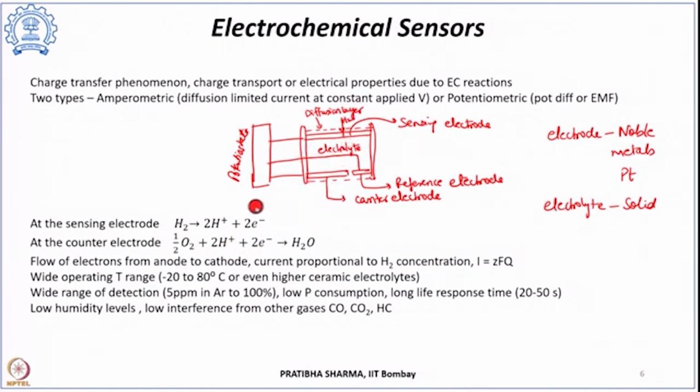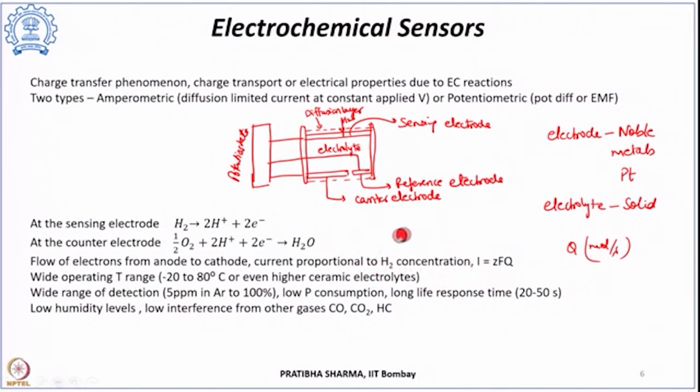So when these electrons flow from anode to cathode, a current is produced, and that is proportional to the hydrogen gas concentration. Now since the condition is diffusion limited, we can find out the current being produced by Faraday's law, I = ZFQ, where I is the current, Z is the number of electrons transferred per molecule, F is Faraday's constant, and Q is the hydrogen conversion rate, expressed in moles per second.